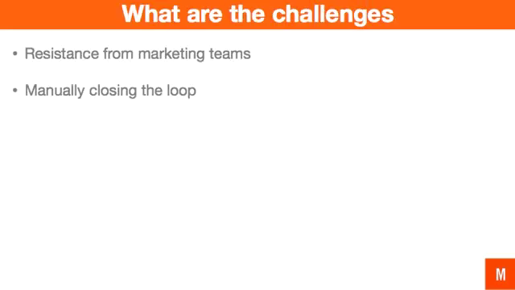There are a couple of challenges when it comes to closed loop reporting. First of all, there's normally a huge resistance from marketing teams, and that's because they worry that by using closed loop reporting, you're going to uncover that all the marketing tactics and strategies that they've been doing for years and years did not work, and it's going to make them look really bad. The other problem is if there's no automation and you really need to be closing this loop manually, because any manual process will break at some point.